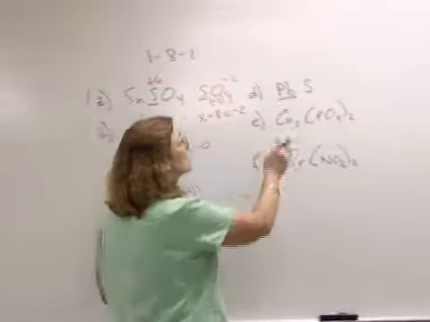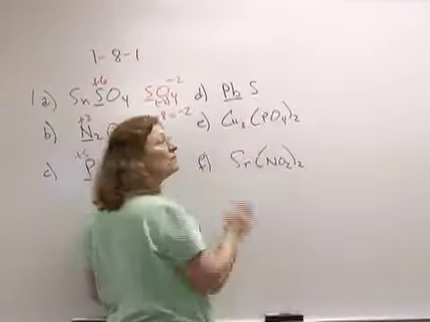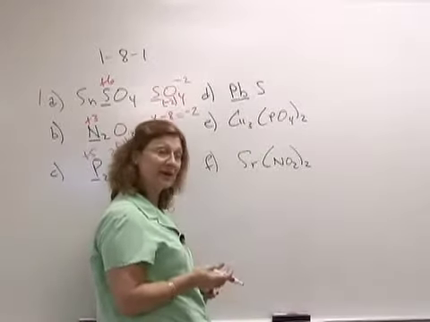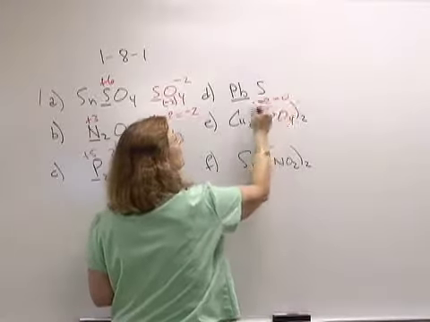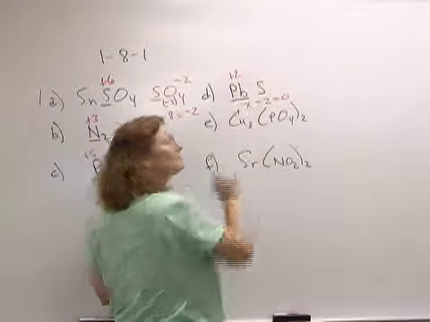In D, sulfide is telling me that sulfur is in the negative position. It's a binary compound with a -2 charge here. Compounds are 0, and therefore lead is +2.